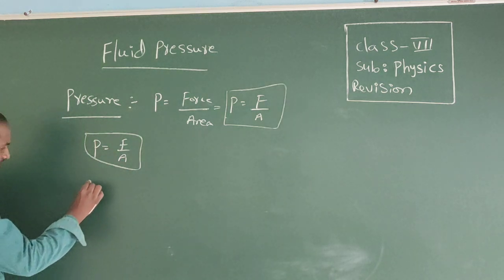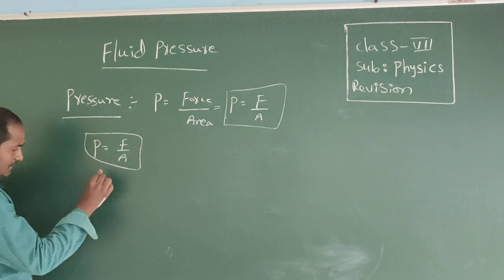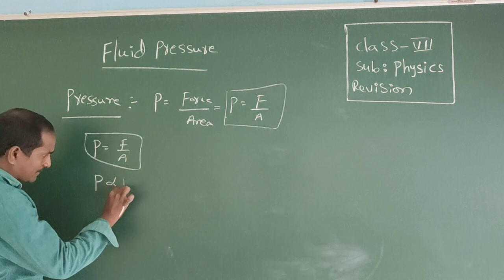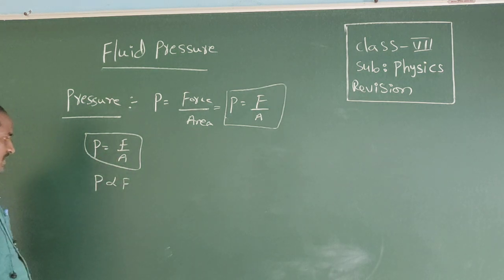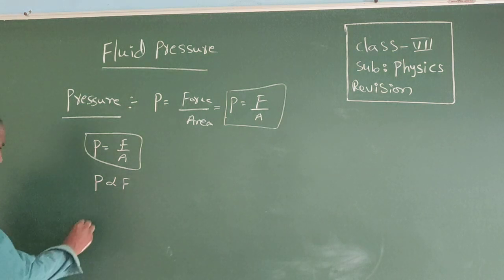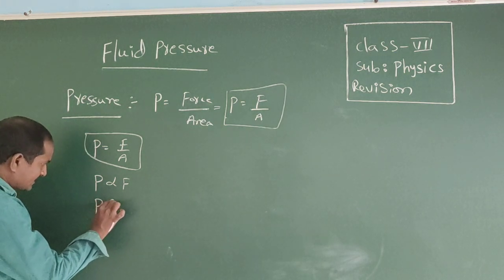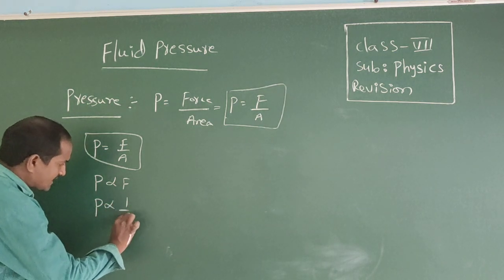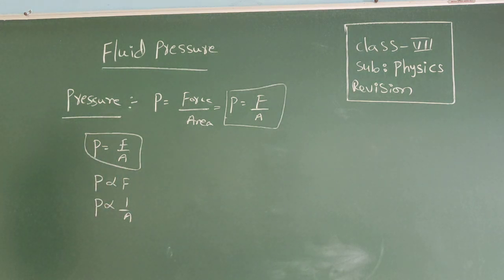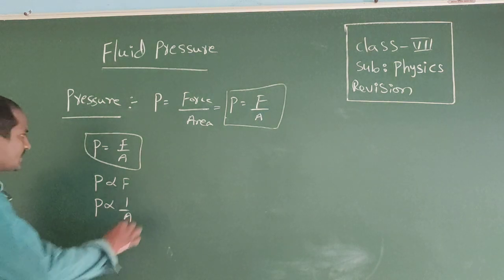From this relation, P is directly proportional to the applied force. At the same time, pressure is inversely proportional to the area of cross section. Listen once again. Pressure is directly proportional to applied force. At the same time, pressure is inversely proportional to area of cross section.